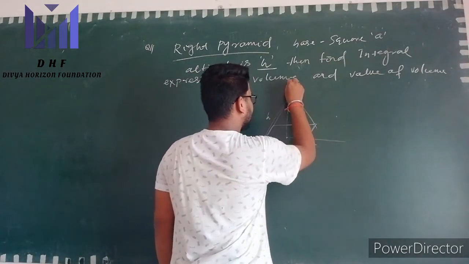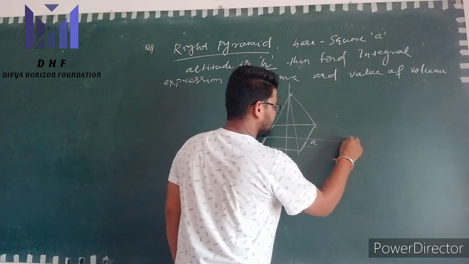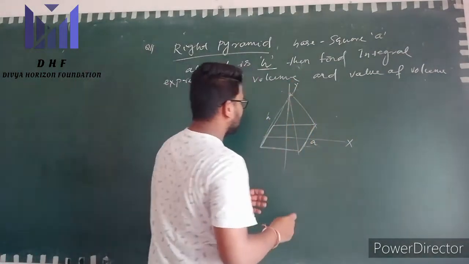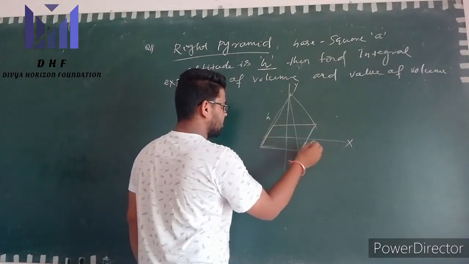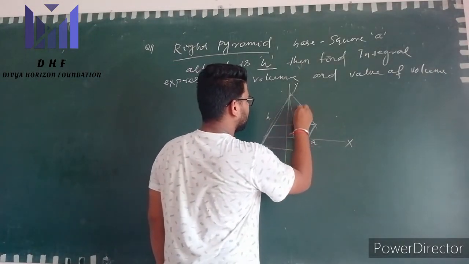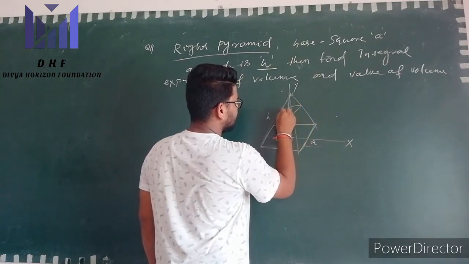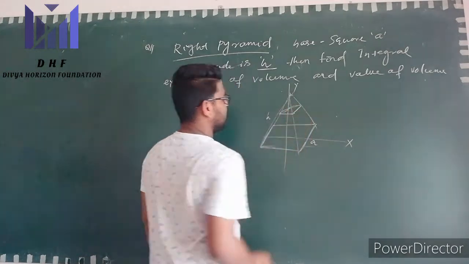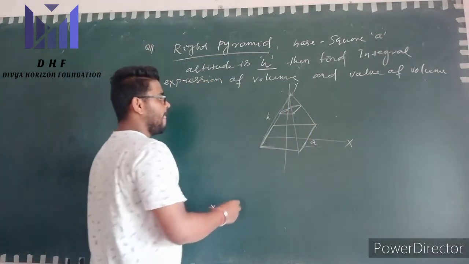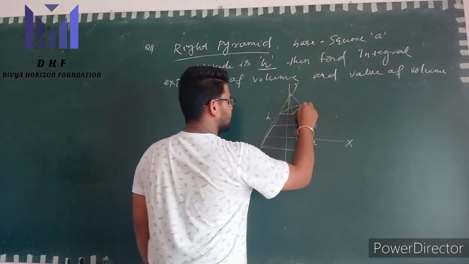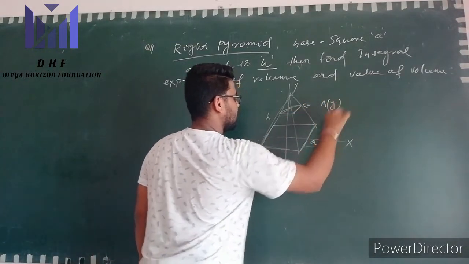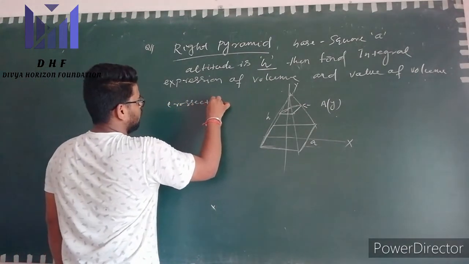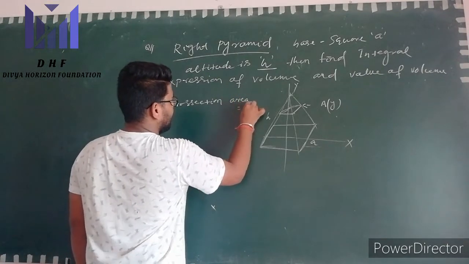Now we draw the axis. Suppose this is our x-axis and this is y-axis. Now we draw the cross-section area of the pyramid. Suppose this is our cross-section area. Then the cross-section area is A(y).